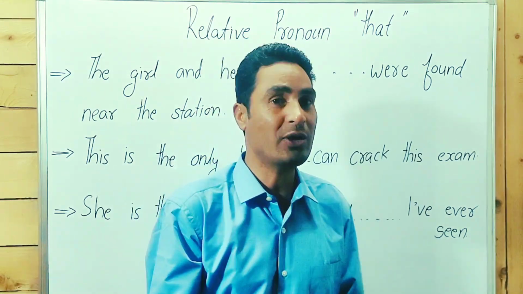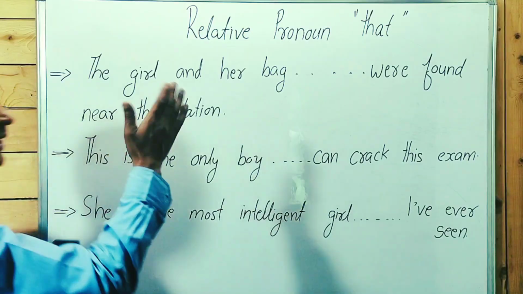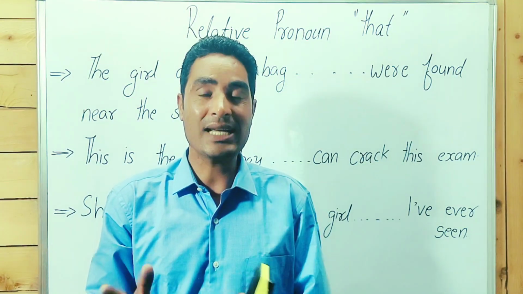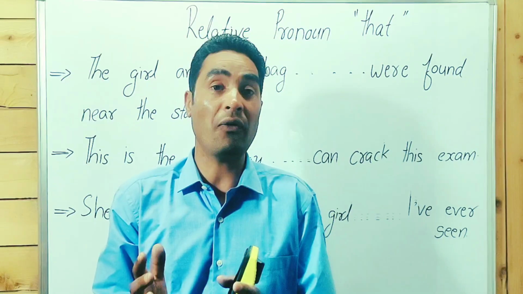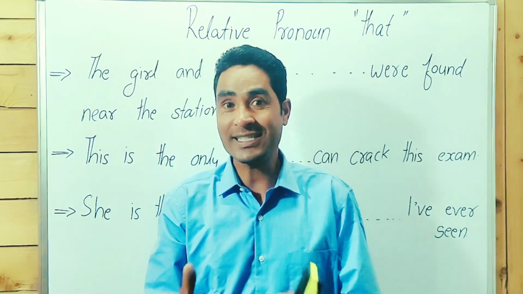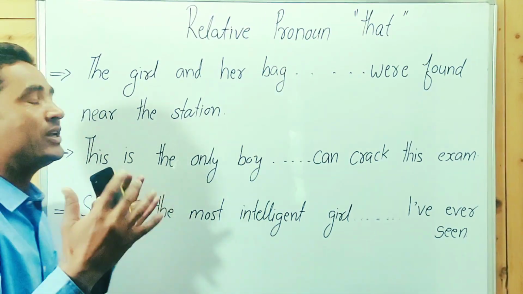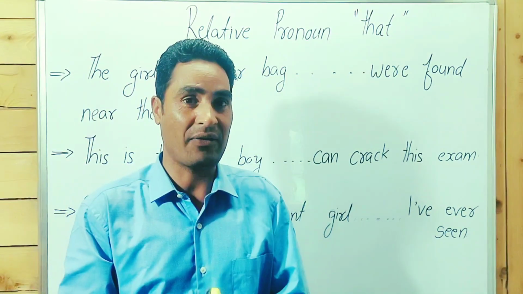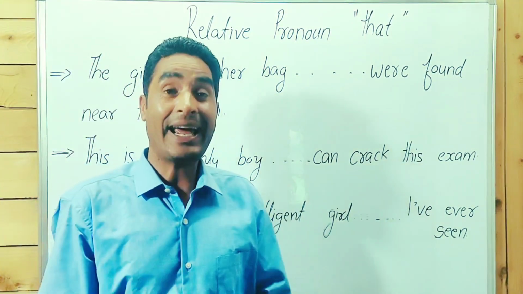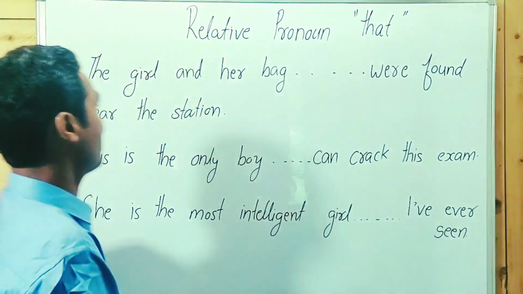So guys, point to be noted here. There are three sentences in which that is used in three terms. There are some rules of using that as a relative pronoun. We will learn each and everything step by step. Here are three examples when we use that as a relative pronoun. What is the need behind using that as a relative pronoun?